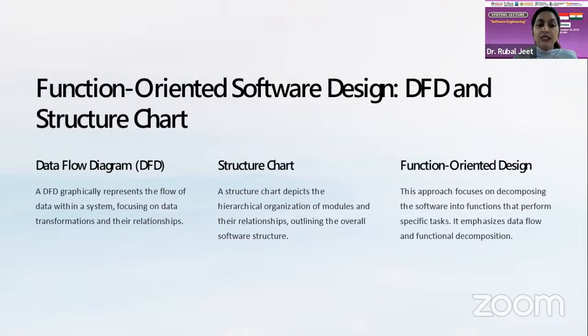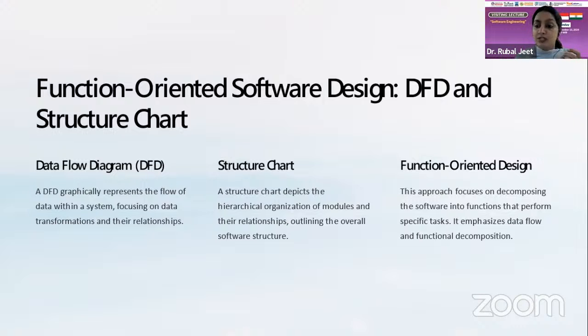So DFD is a graphical representation of the flow of data within a system that focuses on the transformation and the relationships. Okay. And the structure chart is basically a hierarchical representation. Like you have your teachers, then students, then first year students. So you have the hierarchy with you. So the hierarchy of the overall outline depends upon the structure chart.